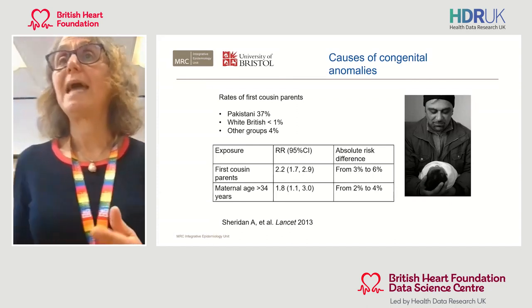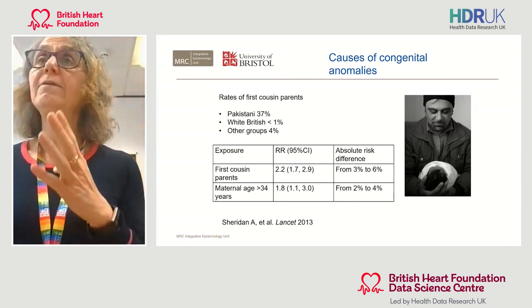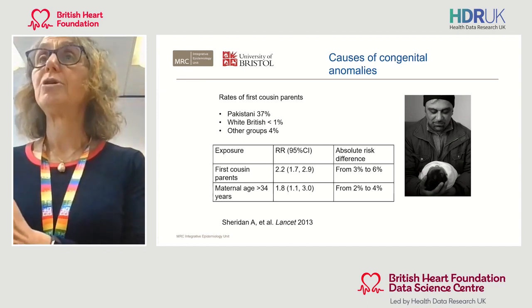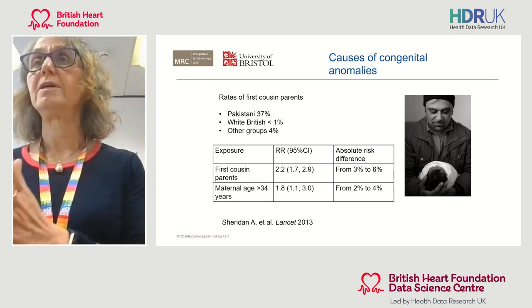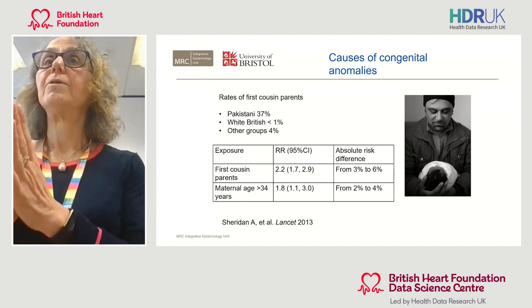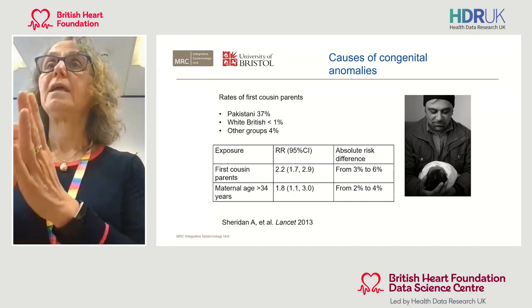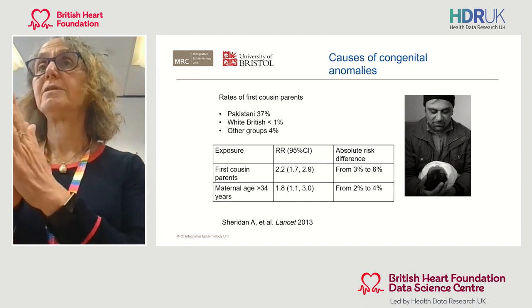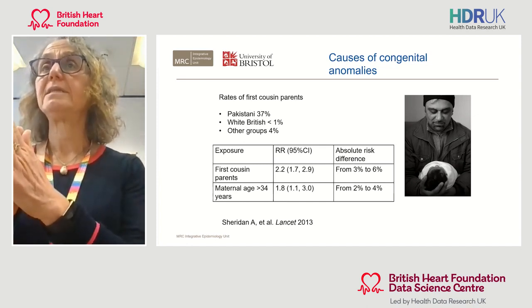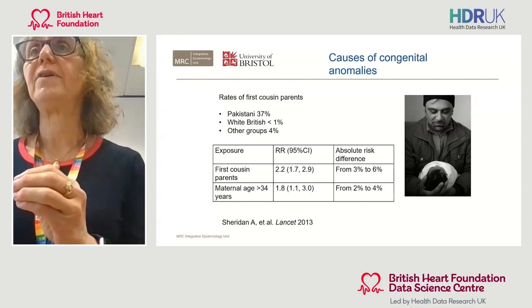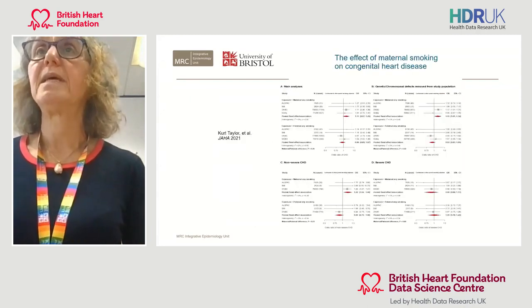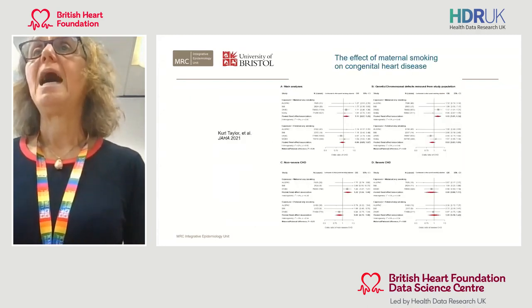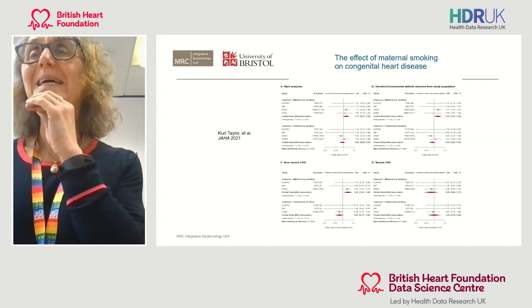Important to note is the absolute risk. So again, for both, the vast majority of children are not born with a congenital anomaly. For the first cousins, it goes from a 3% risk if you're not married to a first cousin to a 6% absolute risk. For the age, it goes from a 2% to a 4% risk. And again, sorry that we're running out of time.